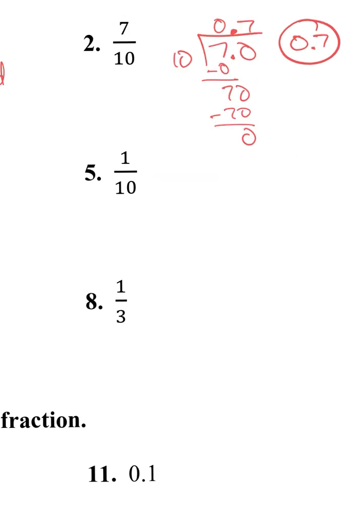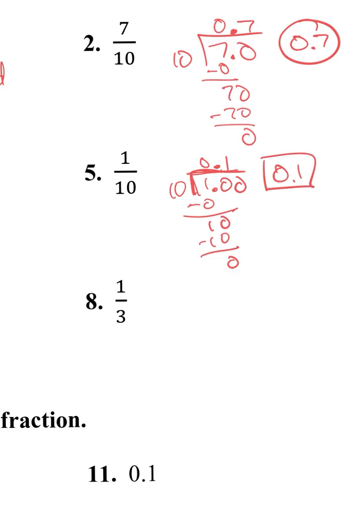Okay, number 5. On number 5, we've got 1/10. So we're going to take 1, divide it by 10, put my decimal point, add a 0. Let's add 2 of them just for the heck of it. 10 won't go into 1, so put a 0. 0 times 10, 0. Subtract those. 1 minus 0 is 1. Bring down the 0. 10 will go into 10 one time. 1 times 10, 10. Subtract those, I get a remainder of 0. Bring up the decimal point, and my final answer is 1/10 is the same thing as 0.1, or 1/10.